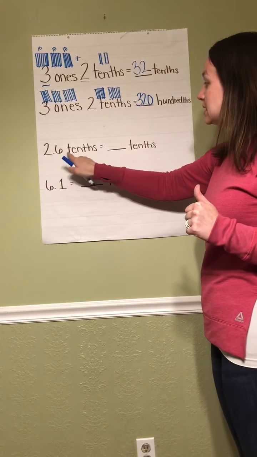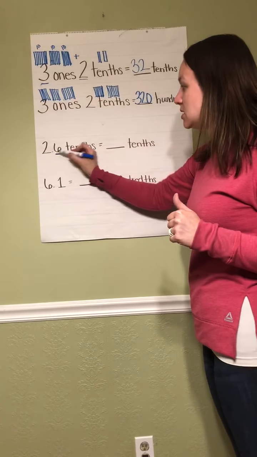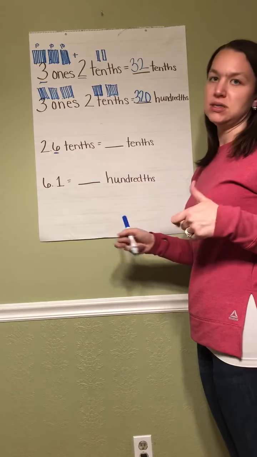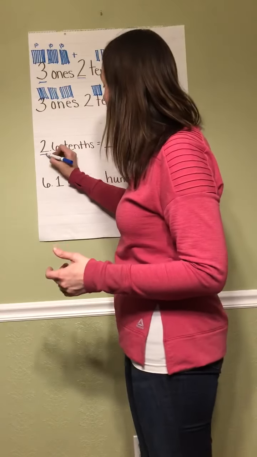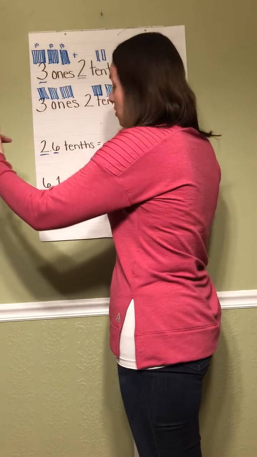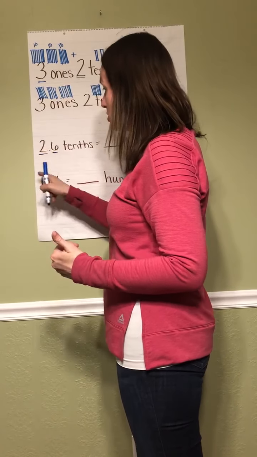Again, 2.6 tenths. Some of you just put 6. Some of you added the 2 and the 6. That is not correct. You have to change your whole number. The number to the left of your decimal, that's your whole number. So 2 is our whole number.